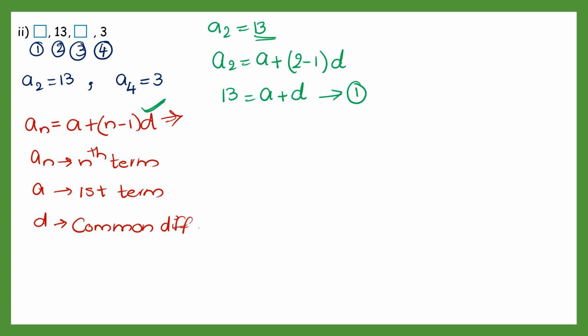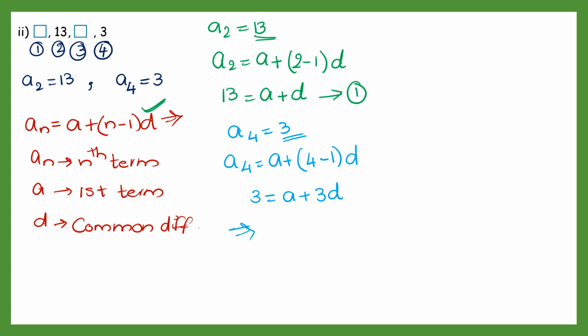We also know the fourth term. They have given A4 is equal to 3. We know the formula, right? A4 means the fourth term. A plus n minus 1, that means 4 minus 1 into D. A4 they have given as 3. So 3 is equal to A plus 4 minus 1 is 3, 3D. From this, can we find the value of A? 3 minus 3D is equal to A. Okay, this is the second equation.